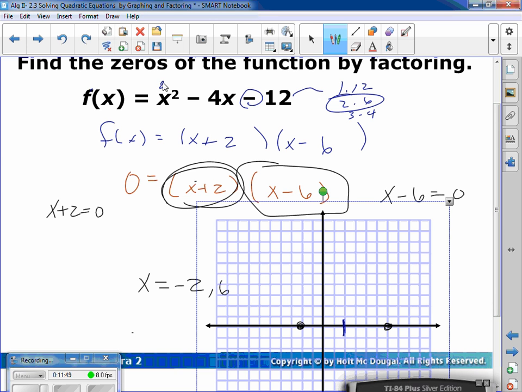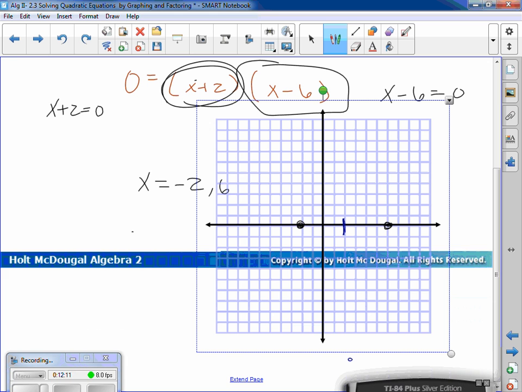What's 2 squared? What's negative 4 times 2? And then minus 12. What's a negative 8 and a negative 12? Negative 8 and a negative 12 is a negative 20. Negative 20, positive 4, negative 16. So it's actually way off my graph down here.